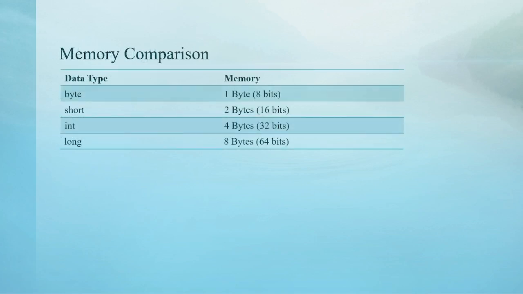Comparing byte, short, int, and long: byte uses 1 byte of memory, short uses 2 bytes of memory, int uses 4 bytes, and long uses 8 bytes of memory, that is 64 bits, to store the values.